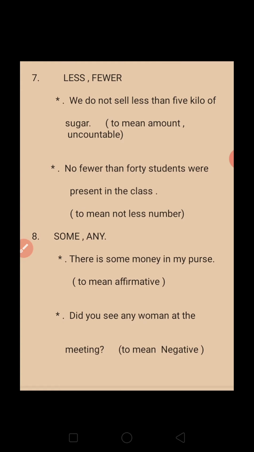So dear students, I hope you have got some important tips to use these adjectives. Thank you very much.